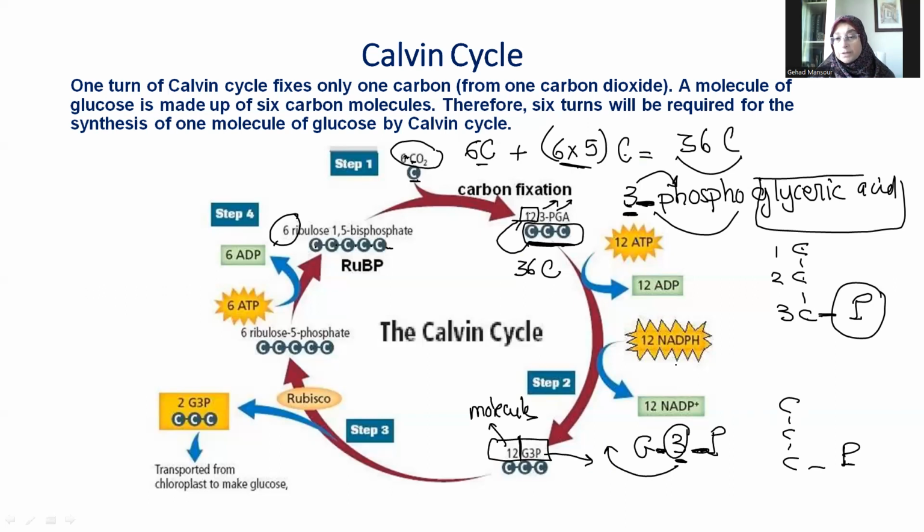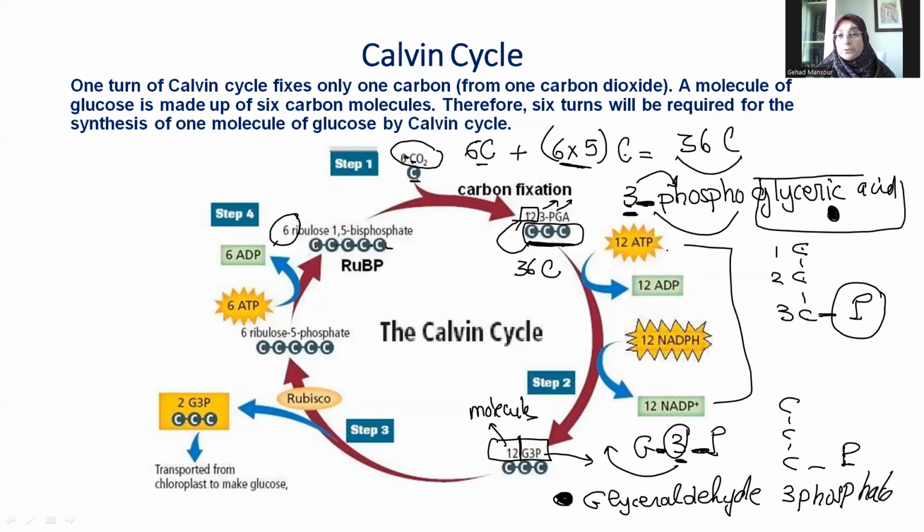But what's the difference between that compound, glyceraldehyde 3-phosphate, and the compound above, which is 3-phosphoglyceric acid? What's the difference between 3-phosphoglyceric acid above and glyceraldehyde 3-phosphate? Both are made of 3 carbon atoms. Both have a phosphate group at position number 3. You can understand the difference when you see the changes that occurred here.